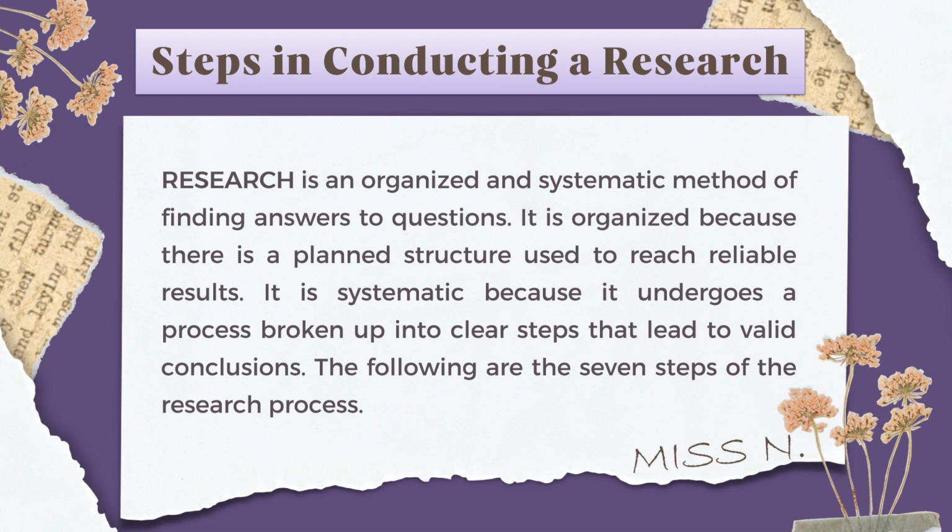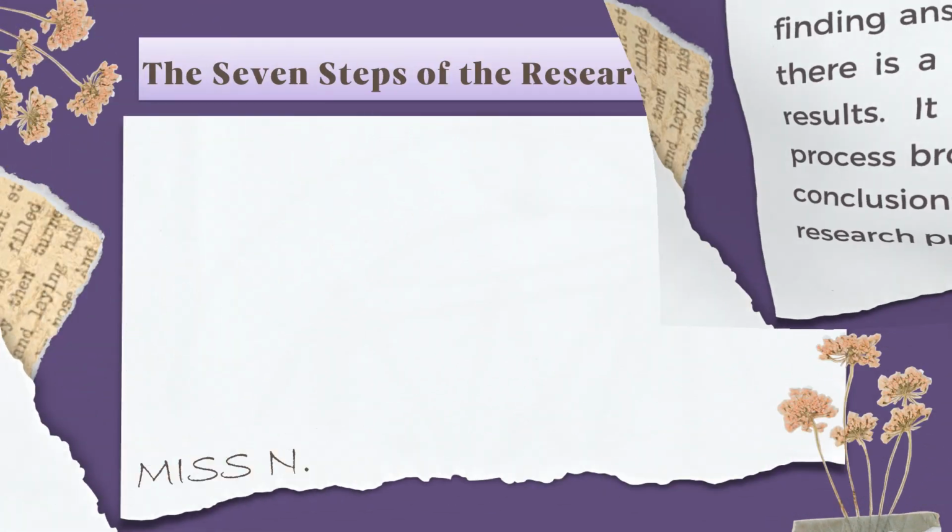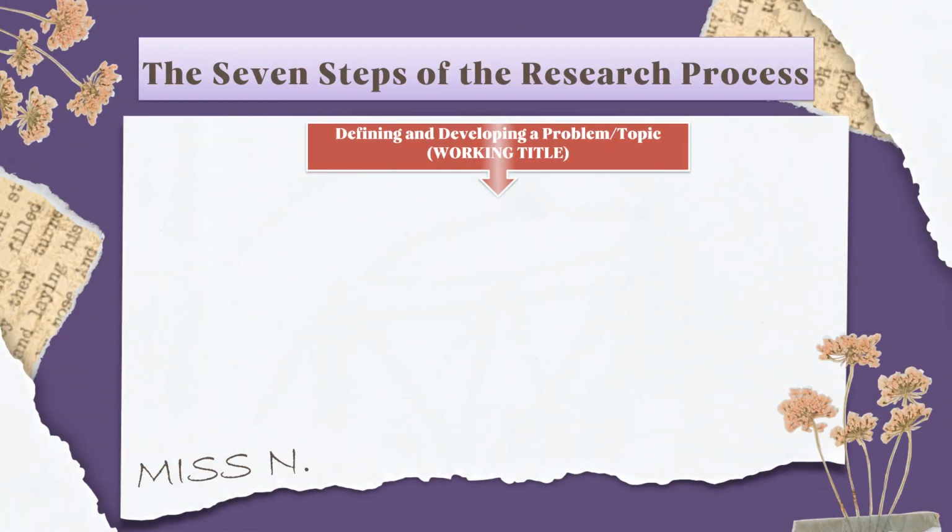The following are the seven steps of the research process. The first one is working a title, or defining and developing a problem topic.